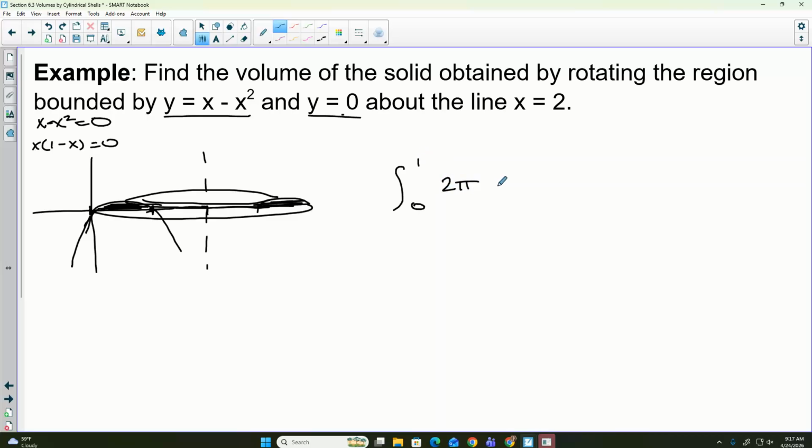So we have 2 pi times the radius. Now the radius is a little bit different here because I'm not rotating around the axis. So my radius isn't just x, it's going to be 2 minus x. It's the distance from 2 back to our point. And that's because I did not rotate around the axis. Then the height of these shells is just the function, the x minus x squared. That function gives the height at any given point when I look at my shell.